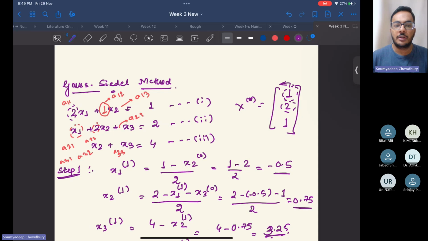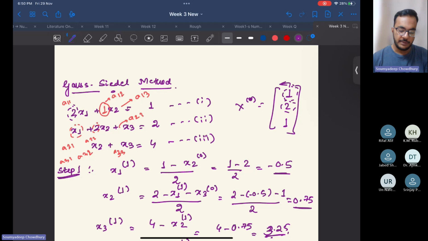Is the logic clear, the Jacobi method, or are any clarifications needed? Anyone? Is it clear? Yes, sir, clear. Okay. Anyone, any confusions? Okay, fine. Then we can move forward.